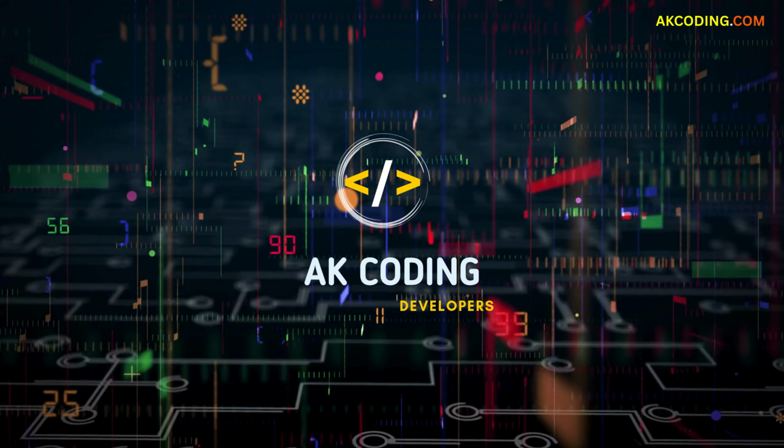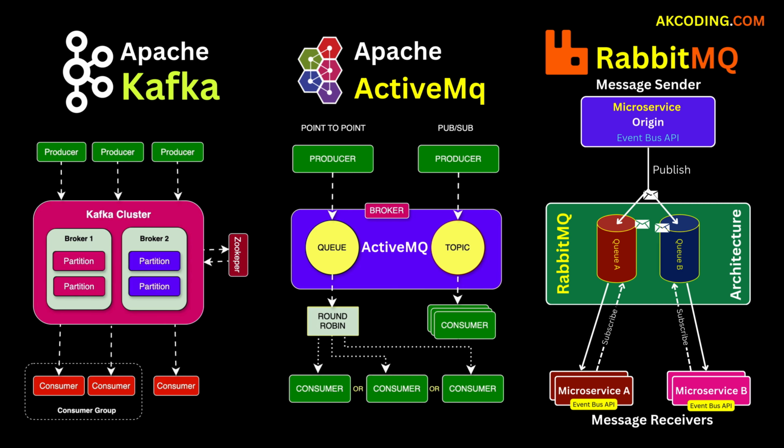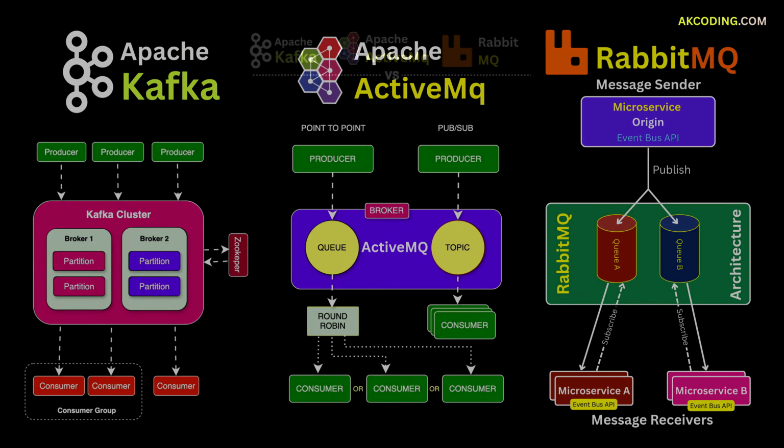Today we will discuss the differences between Kafka, ActiveMQ and RabbitMQ. These three giant domains are the world of messaging and event-driven architectures, but they are designed for very different purposes. In this video, I will break down their key differences and use cases and help you decide which one you should choose in your next project. Stay tuned till the end because I will also share real world examples where each of them shines.